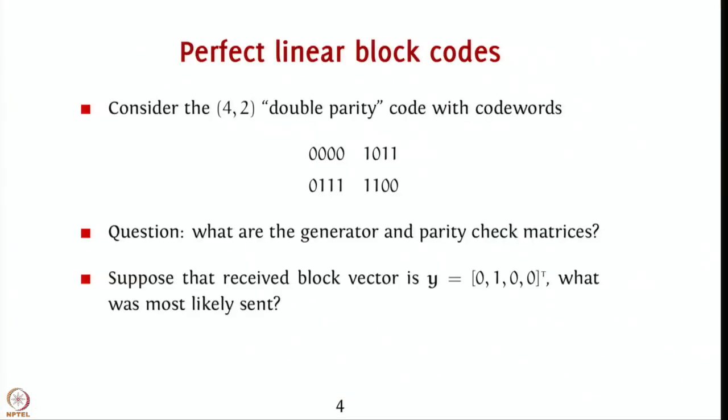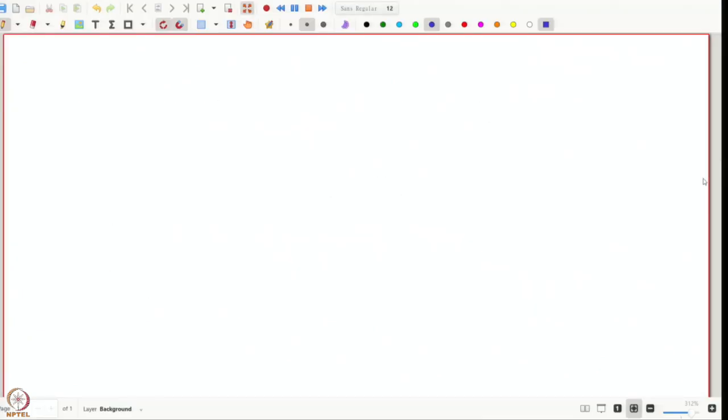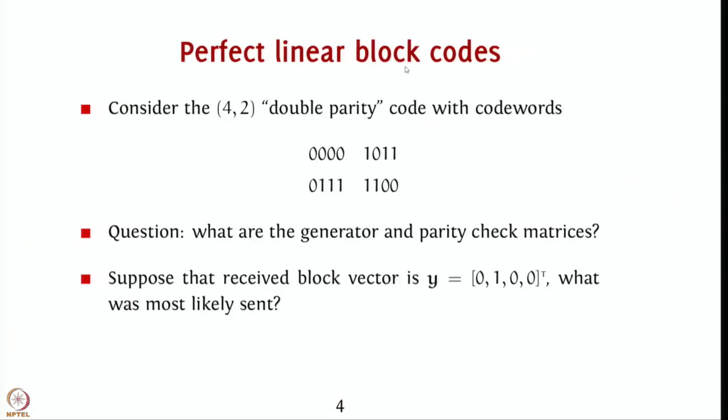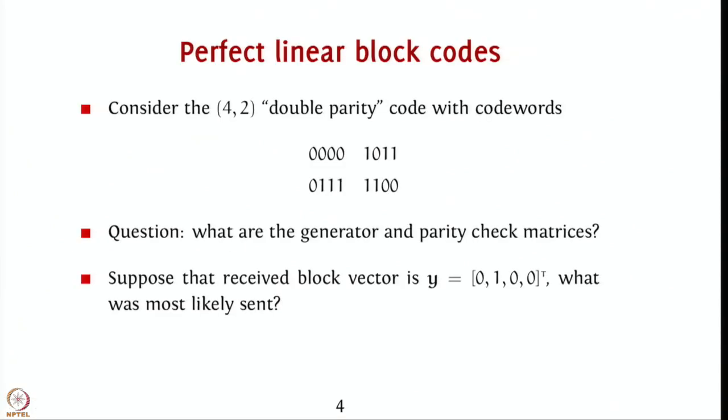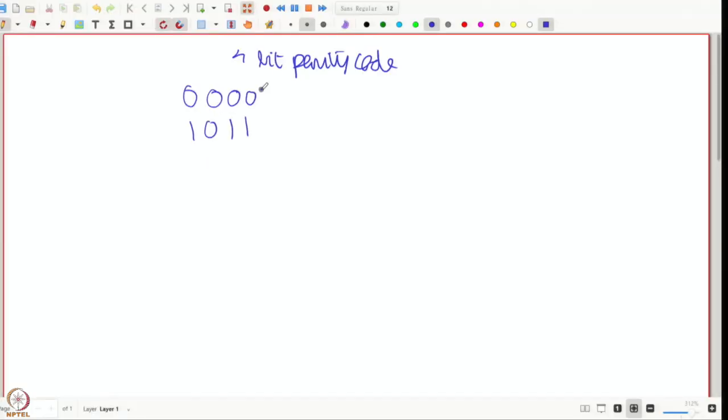So let's actually just do this. So we have the 4-bit parity code: 0000, and we have 1011, and so on. You basically take the first two bits, find their parity, and repeat it twice. So 10 has parity 1, because 1 plus 0 is 1, so you repeat 1 twice, giving 1011. And finally, 1100.